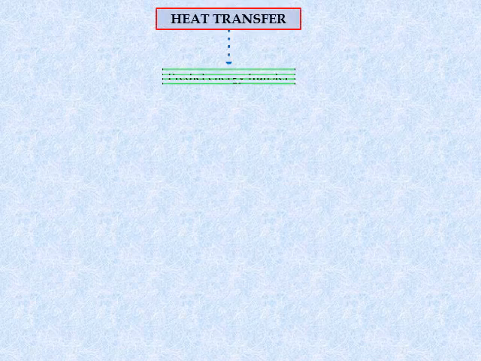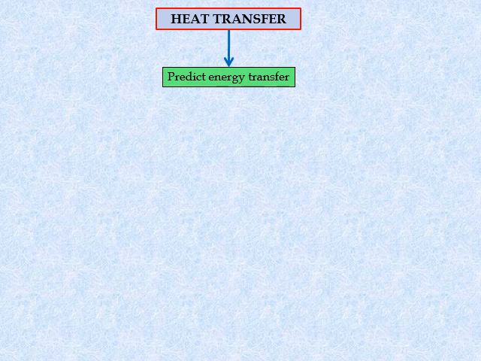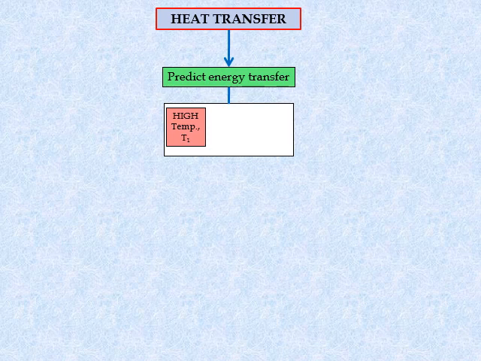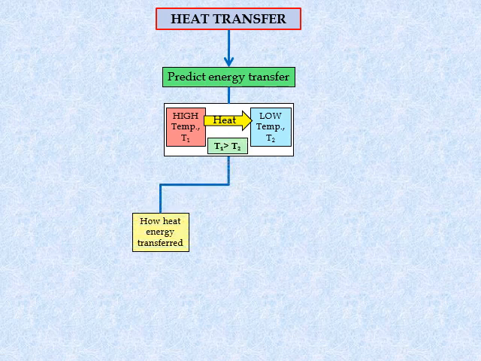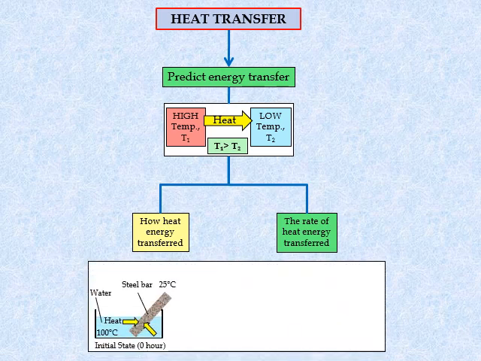Okay, heat transfer. What we are interested in is predicting the energy transfer from heat, which comes from a temperature difference. The heat energy goes from high temperature to low temperature. So we have a temperature difference here, where T1 should be larger than T2 for this to happen. We are interested in how heat energy is transferred. Basically we have three modes of heat transfer, and we are also interested in the rate of heat energy transfer.